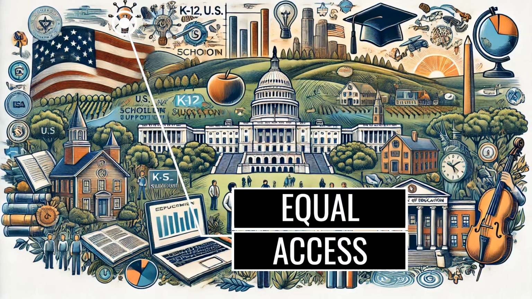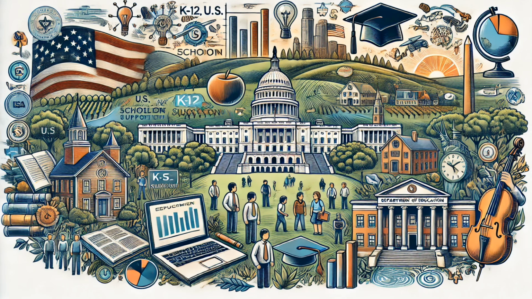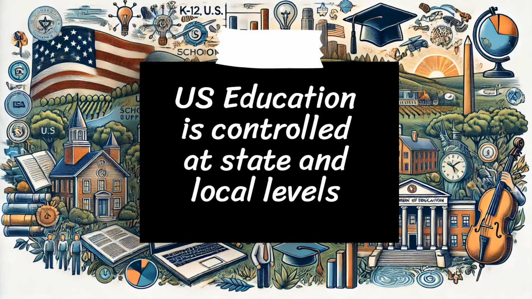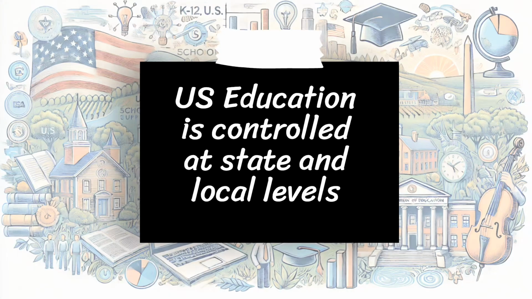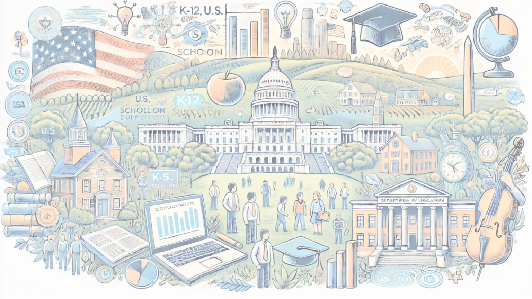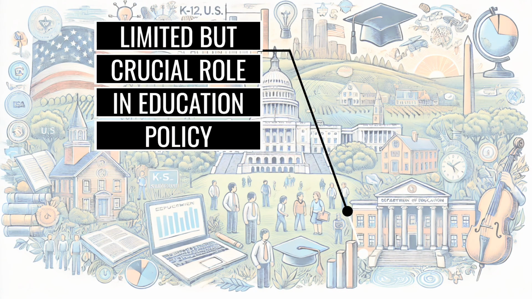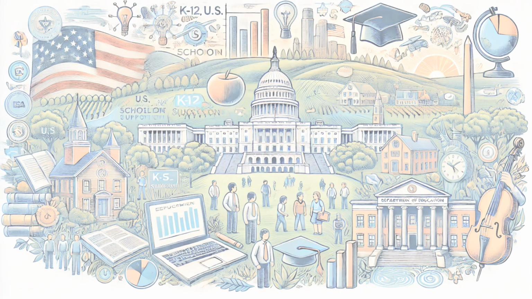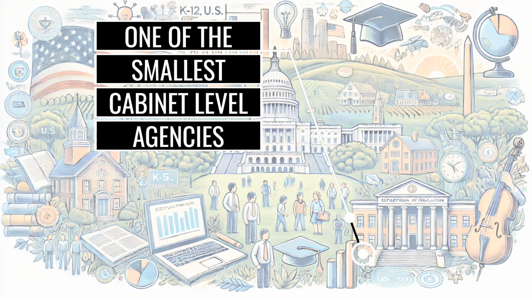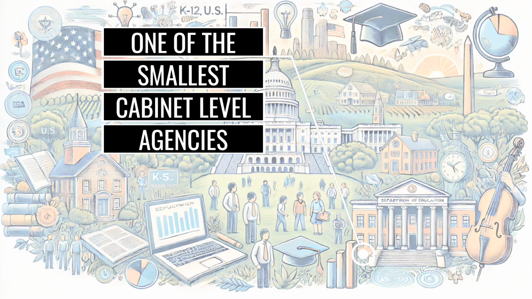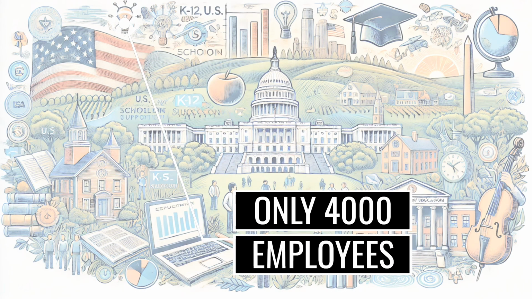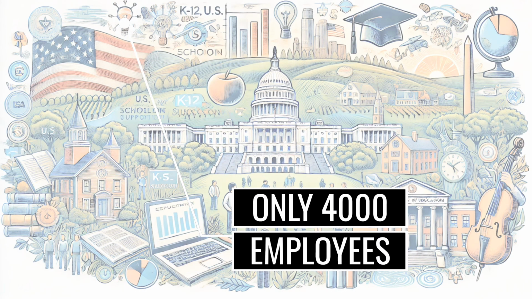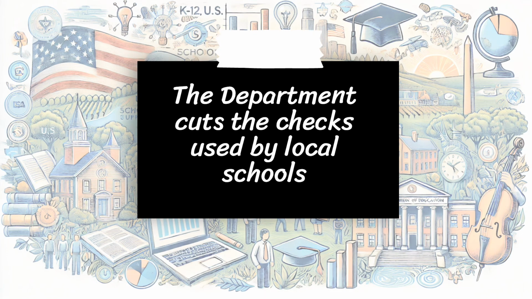Unlike education systems in many other countries, which are highly centralized, the U.S. education system is primarily controlled at the state and local levels. This means that the Federal Department of Education has a somewhat limited but still crucial role in influencing education policy. It's one of the smallest cabinet-level agencies in terms of personnel, with around 4,000 employees. However, its influence is significant due to the funding and policy direction it provides.